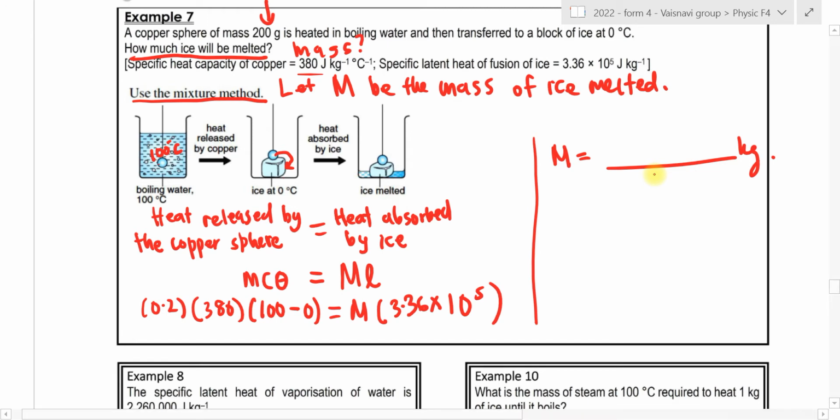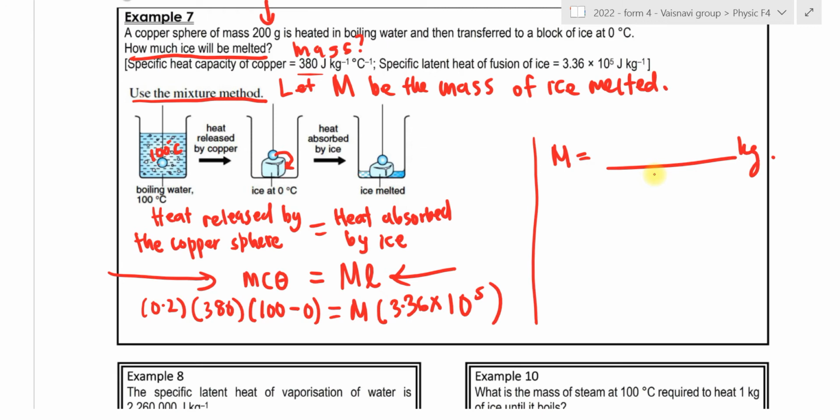By the way, you understand this part? The MC theta because it's still in solid state, right? It just normal heat release, so MC theta. It doesn't undergo any phase change, right? The copper sphere is still solid. So MC theta. But the ice is not like that. The ice changes from solid to liquid, so I used latent heat. And let me know what is the answer.